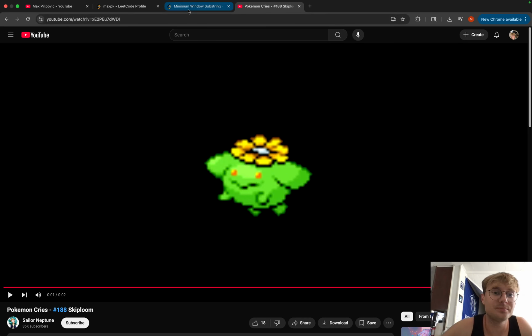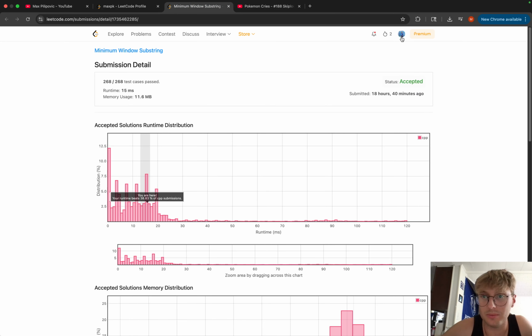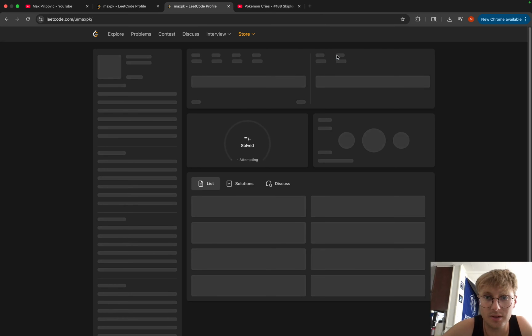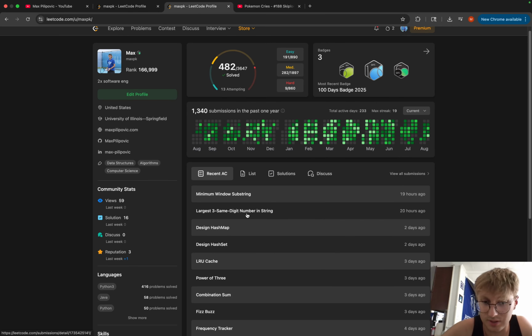Anyway, going back to some of the problems, we did look at this problem last time. We actually looked at two problems. Let me go back to the page here. We looked at largest three same digit number and string. It was an easy problem. I think we solved it in about 5 minutes. It was a pretty straightforward problem.